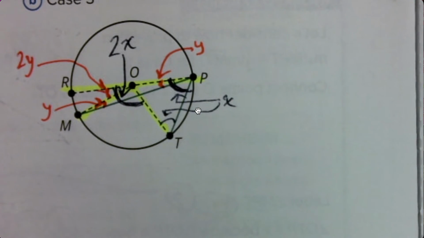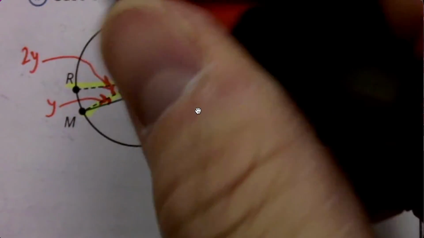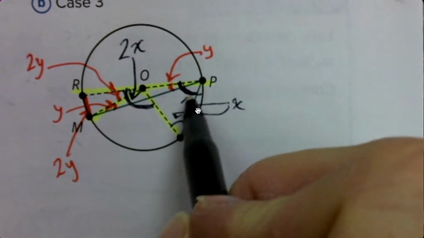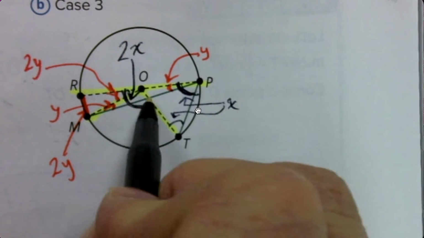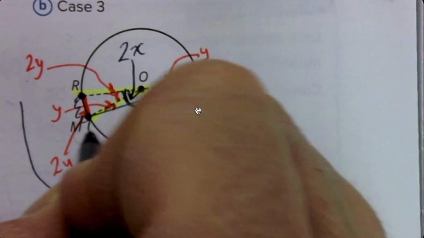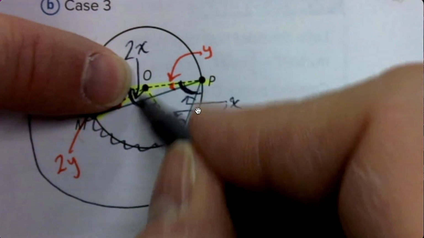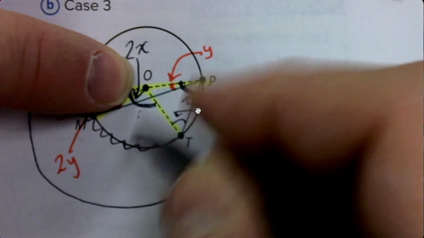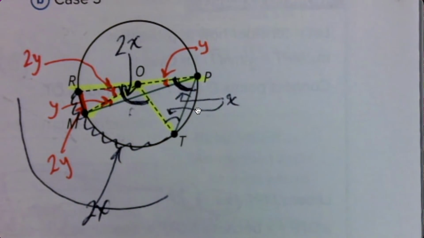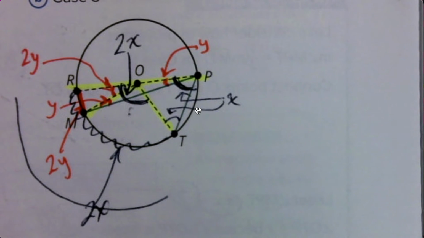Okay, since that's 2y, again, I got layers upon layers of annoying. This is 2y. Since these are both x's and this is 2x, then that means that all of this is the same central angle. So this is also 2x. Intercepted arc is the same as the central angle.